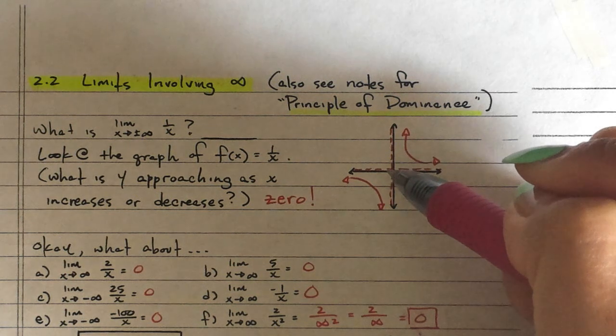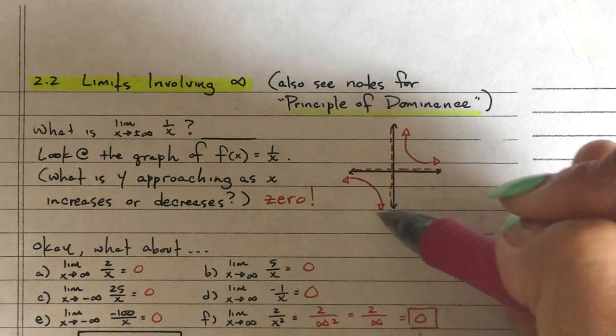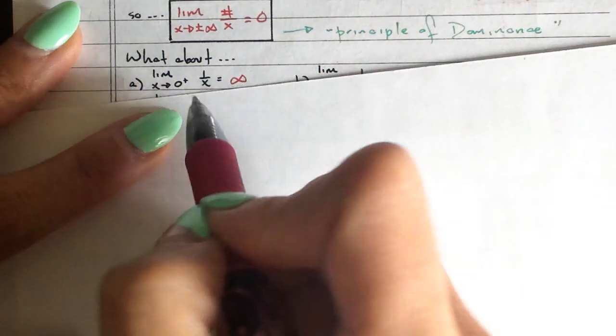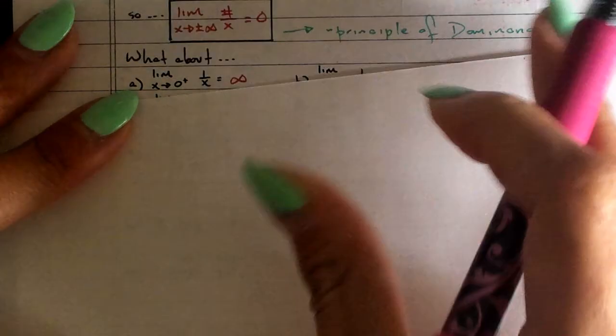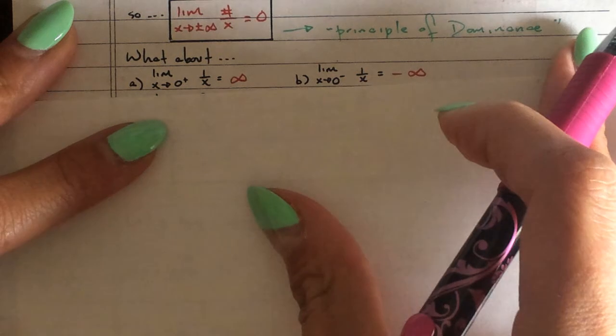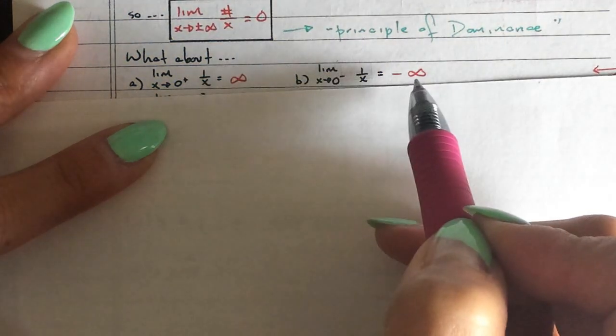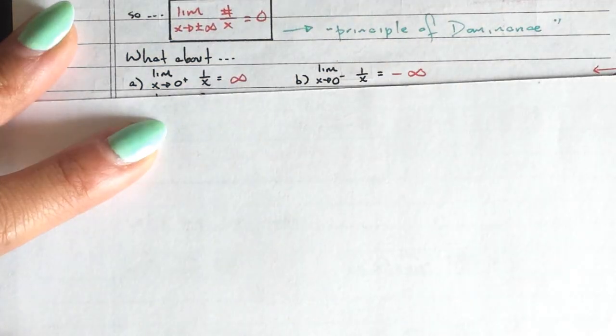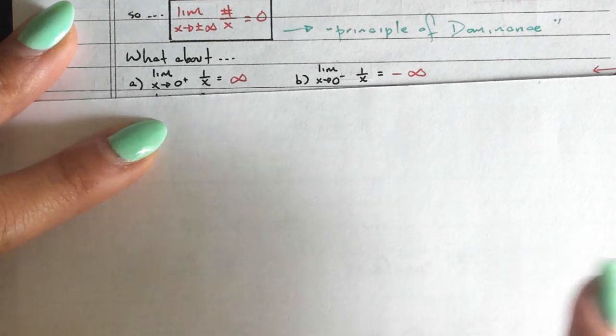What's happening on the left side? It's going down, down, down. That's negative infinity. So that's why over here on the right side is positive infinity, and then on the left side is negative infinity. And then I'm going to show you the rest, but really you should try them, okay?